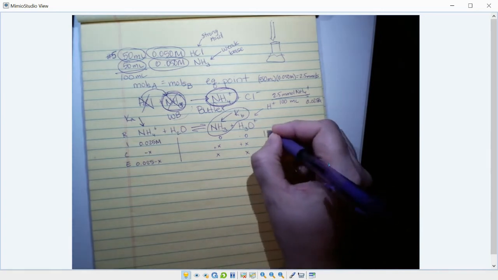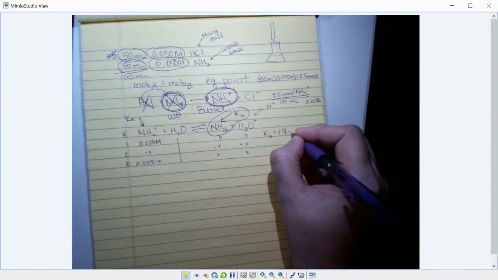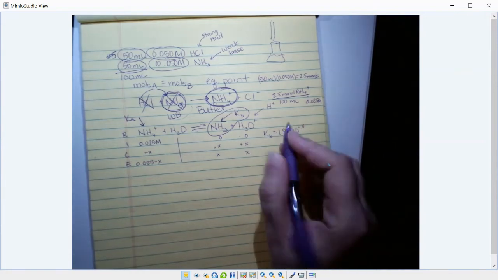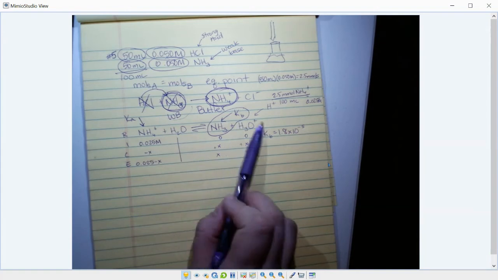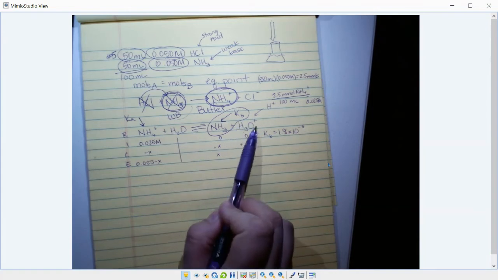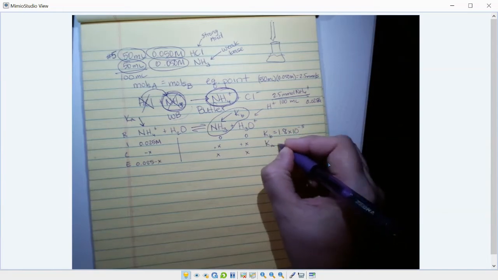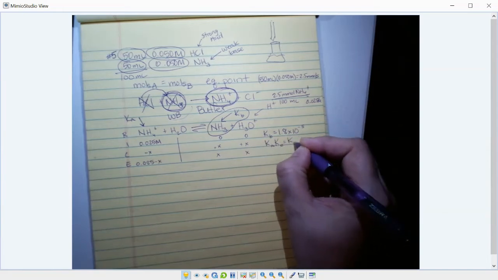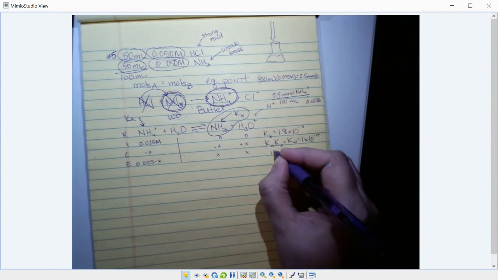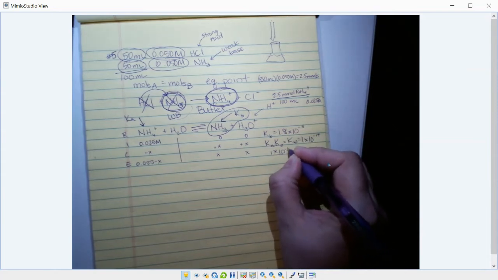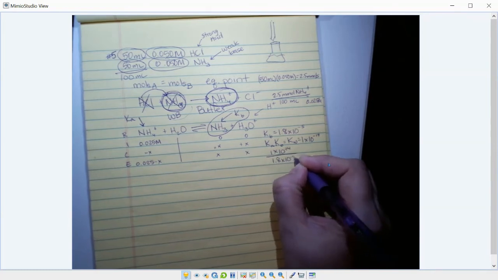But if I look that up, I find that the Kb for ammonia is 1.8 times 10 to the negative 5. And I don't want the Kb, I want the Ka for this ammonium because I'm producing H3O plus. And so when I solve for x, I'm going to be solving for my H plus value. So I need this to be Ka. So again, Ka times Kb equals Kw, which is 1 times 10 to the negative 14. So just some basic algebra: 1 times 10 to the negative 14 over 1.8 times 10 to the negative 5.